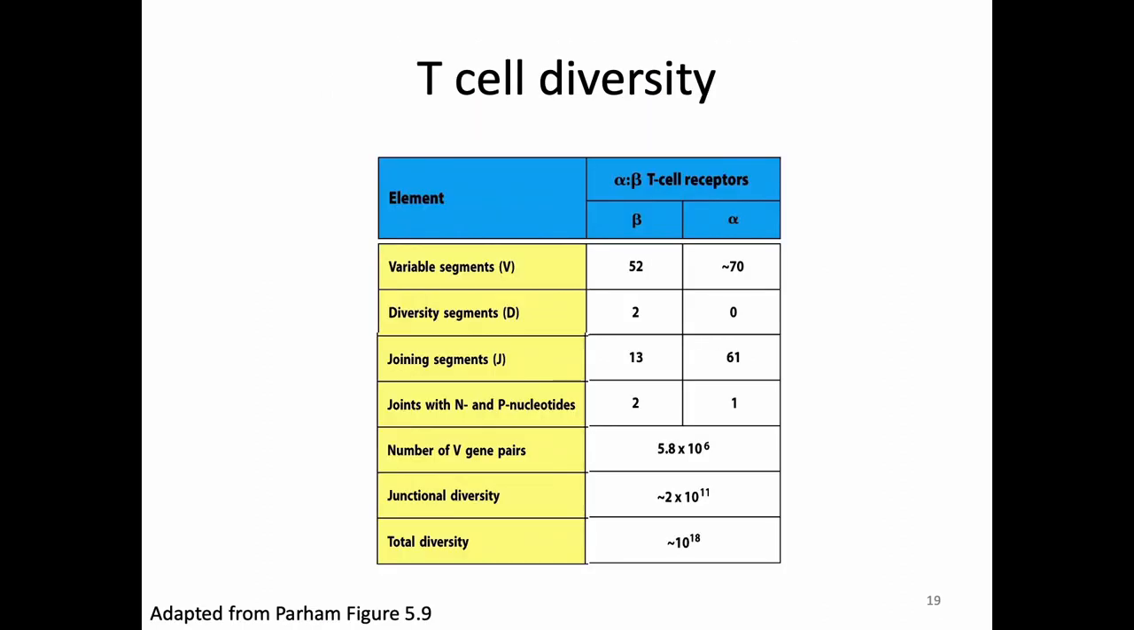And so altogether, we can use all the same types of phenomena that you saw before to give us our diversity of T cells, just like you saw with B cells. So we've got lots of V segments, Ds and Js. We can have P and N nucleotides with our junctional diversity. We're pairing the heavy and light chains, the alpha and the beta chain. All that good stuff gets us to huge numbers of T cells.